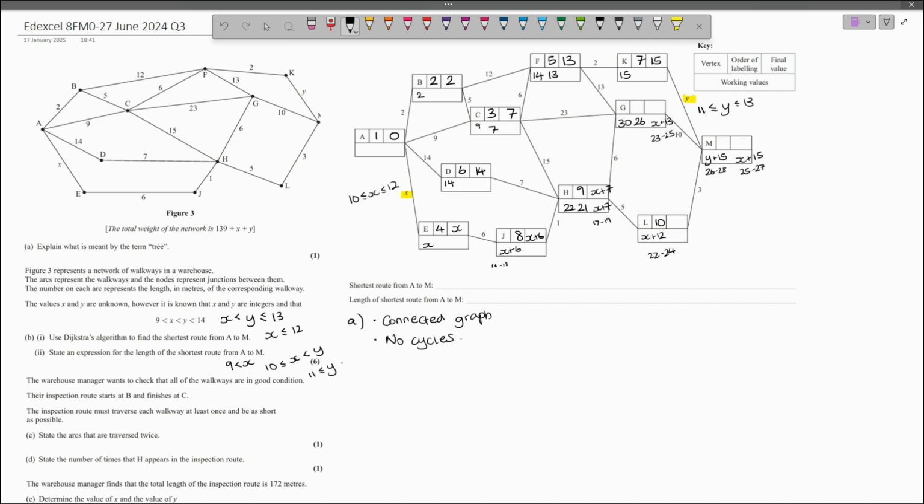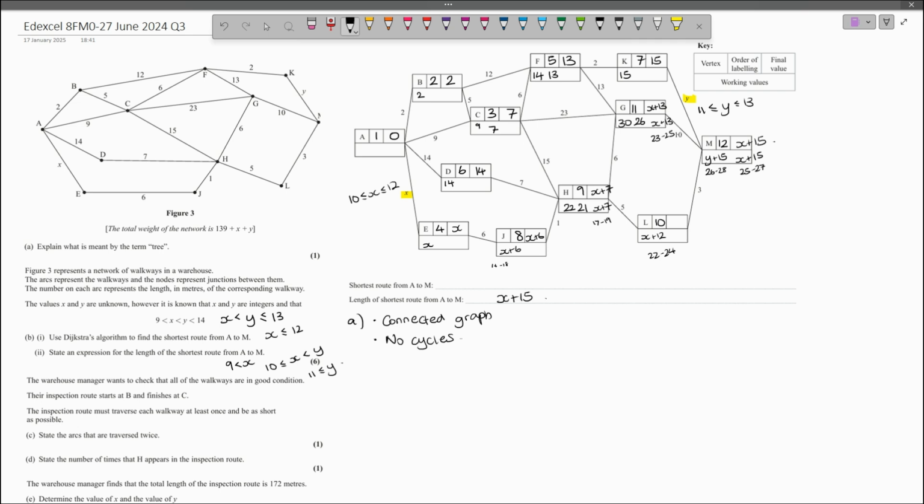G comes next because 23 to 25 is smaller than 25 to 27. So G is next with a final value of x plus 13. Adding 10 onto this gives me x plus 23, which I know is smaller than x plus 15. So M is last with value x plus 15. So I know that the length of the shortest route is x plus 15.